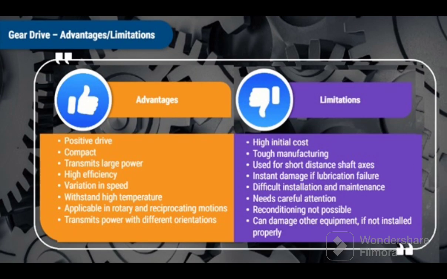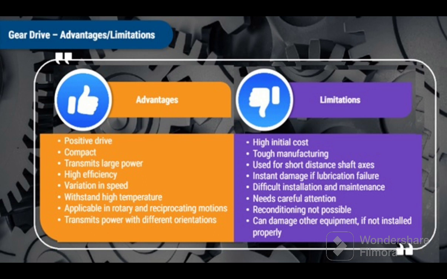Advantages: it has many points. First, it is a positive drive where velocity ratio remains constant. Second, it is compact in construction due to small center distance between shafts. Third, it can transmit large power because of strong material. Fourth, efficiency is very high, 99% in case of spur gear. Fifth, wide range of speed changing is possible by shifting of gear.